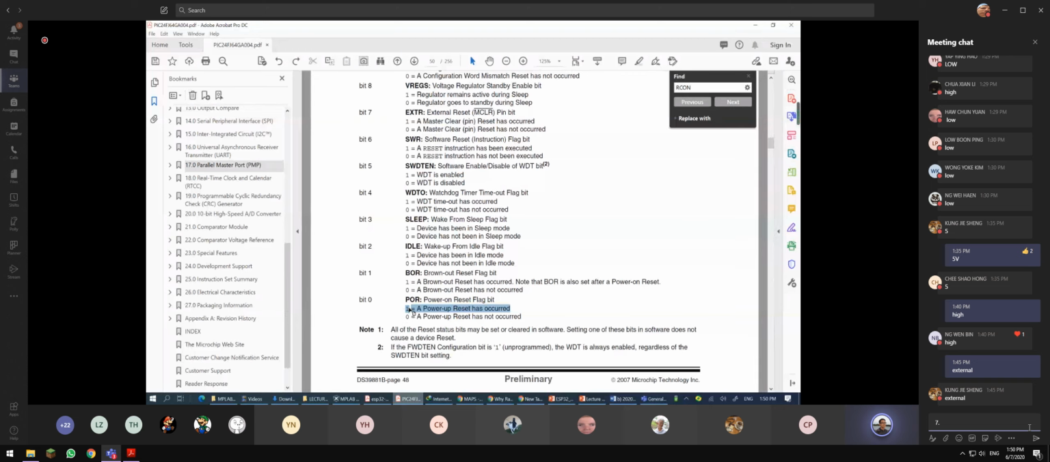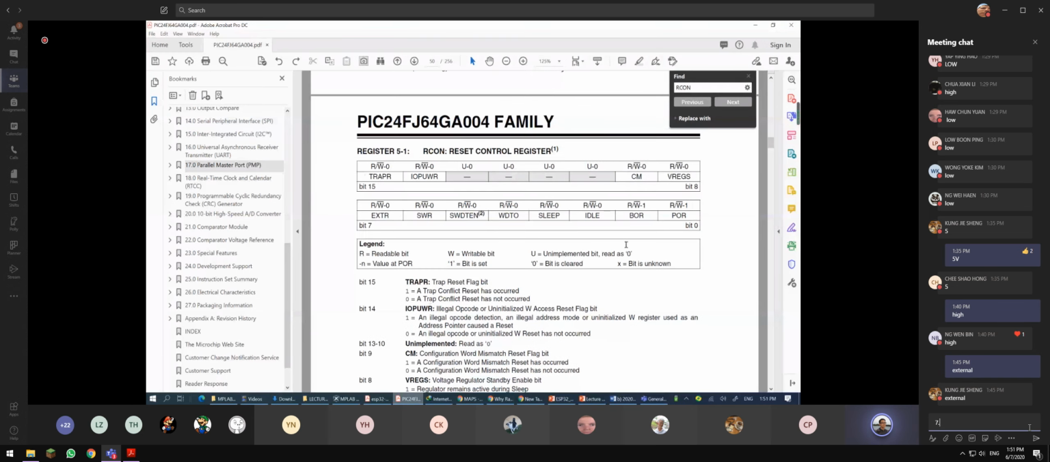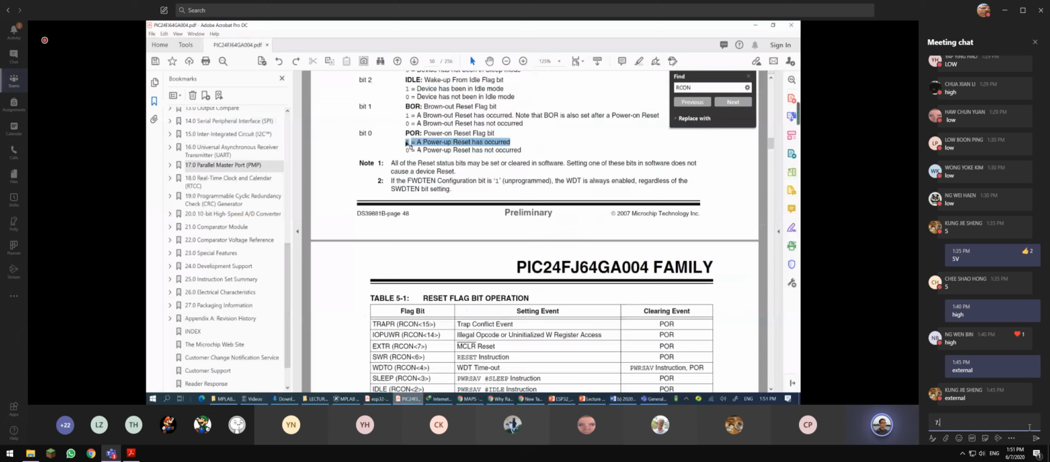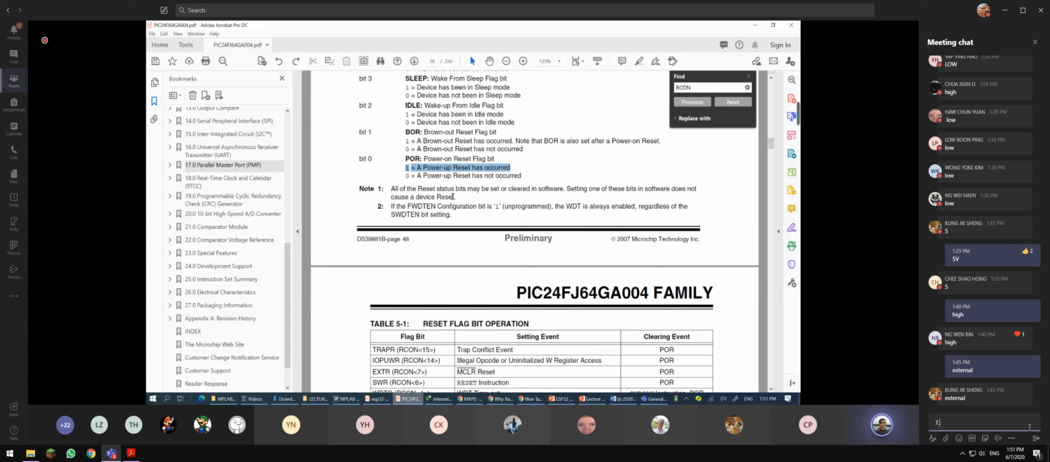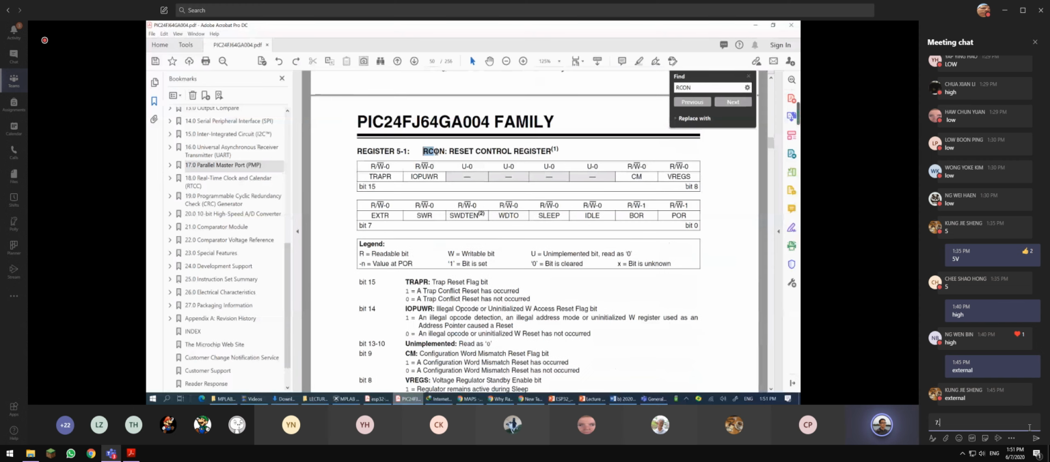Power on reset. Whenever you power on, it is power on reset. You don't believe me? You purposely set this POR to 0, then you reset the system. This one will go to 1 automatically. It says all the reset status bits may be set or cleared by software. Setting one of these bits does not cause the device to reset. Of course, setting it to 1 doesn't cause a reset. So you just go through all this. This is some of the information in the RCON register.